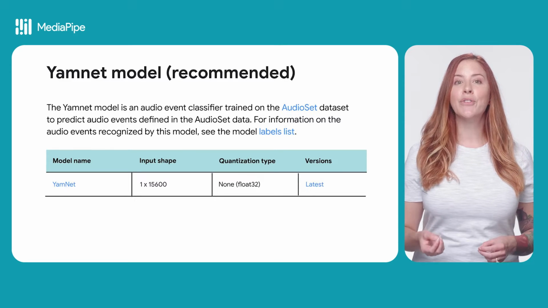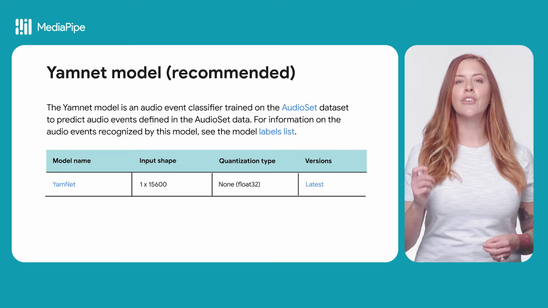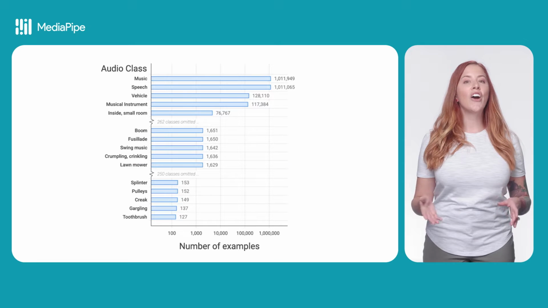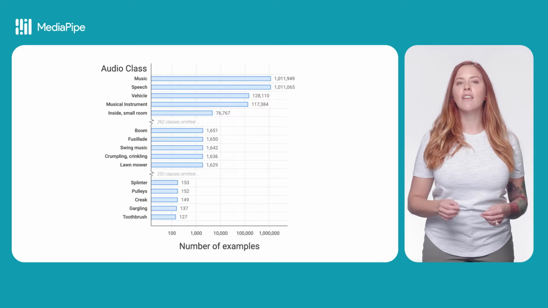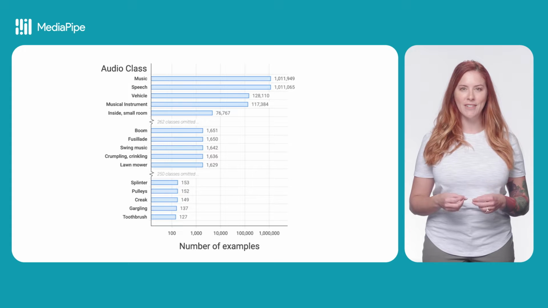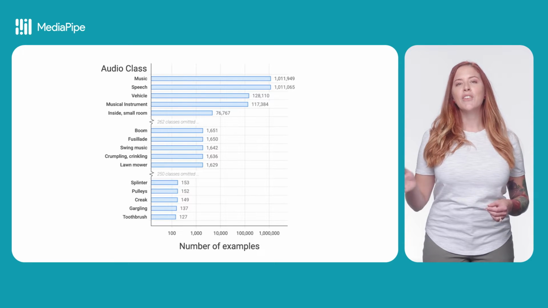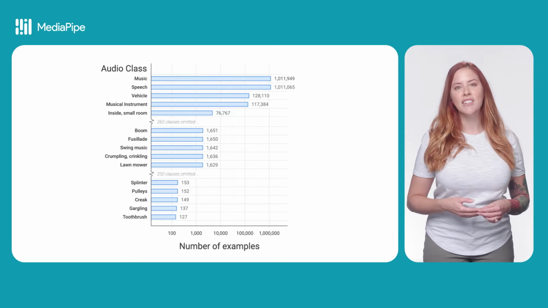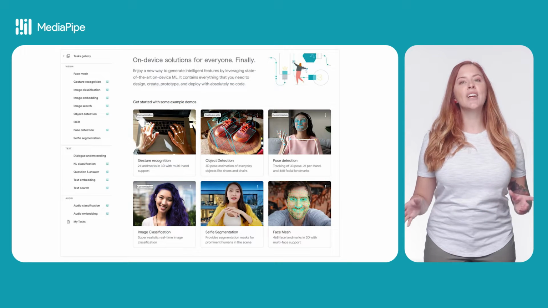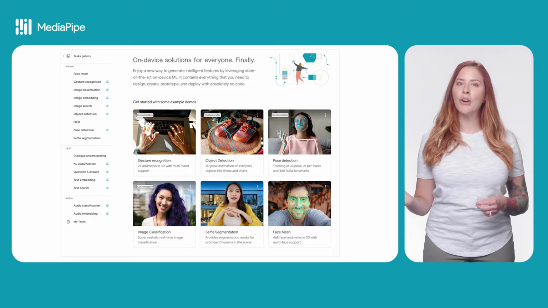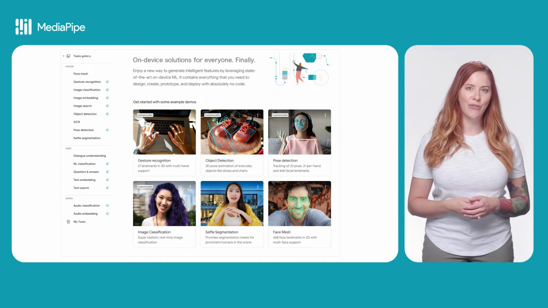The YAMNet model is an audio event classifier trained on the AudioSet dataset to predict audio events defined in the AudioSet data. AudioSet is a large-scale dataset of manually annotated audio events. For information on the audio events recognized by this model, see the model labels list linked in the description. It's a good idea to try out the task in MediaPipe Studio to get a feel for the task and model before you dive into coding yourself.